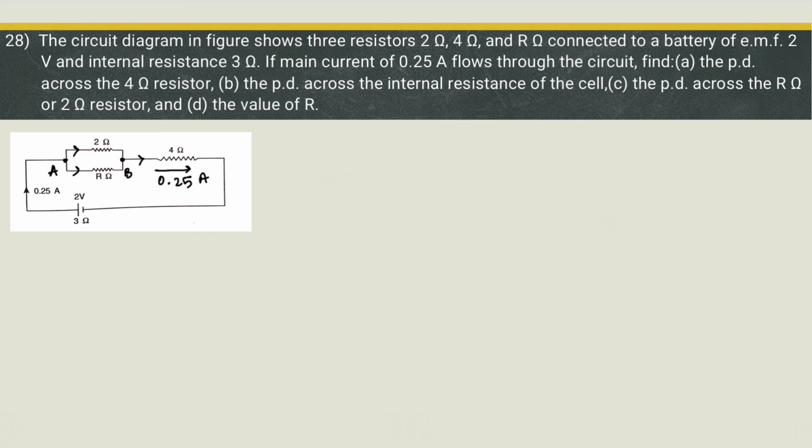So to find PD across 4 ohm, the formula is very simple. V is equal to IR. Current is 0.25, or we can say 1 by 4 into resistance is 4 ohm. So that becomes 1 volt.